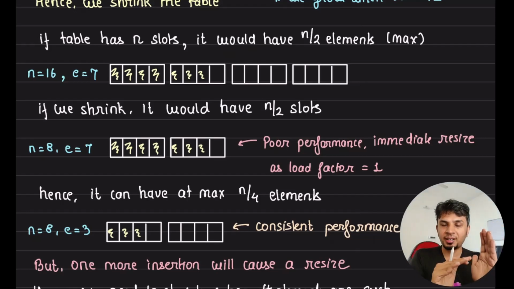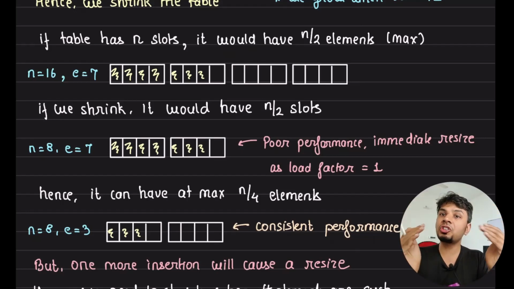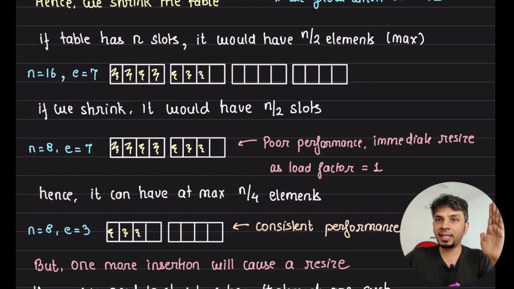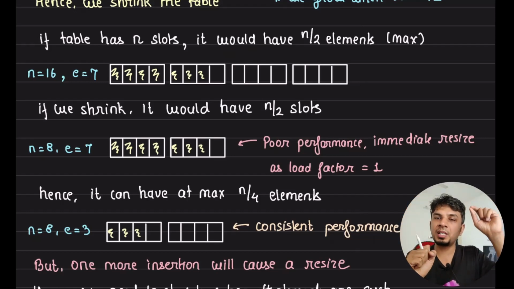So if we consider shrinking at this stage, we would be shrinking it into half, right? So from 16 we can go to 8, but the number of elements we have is 7.